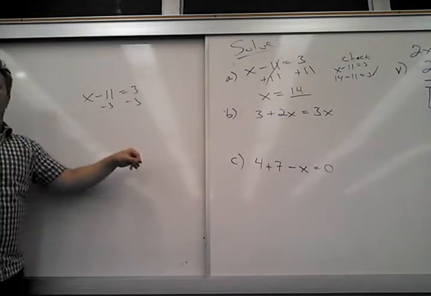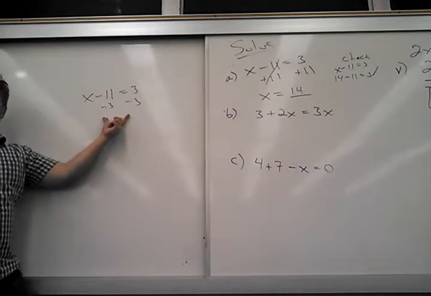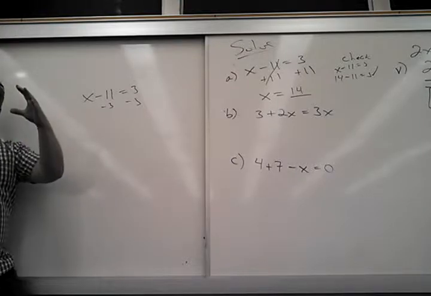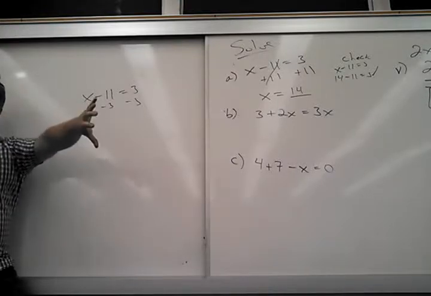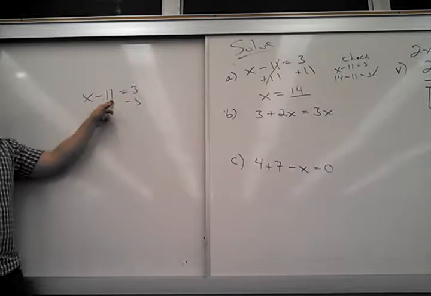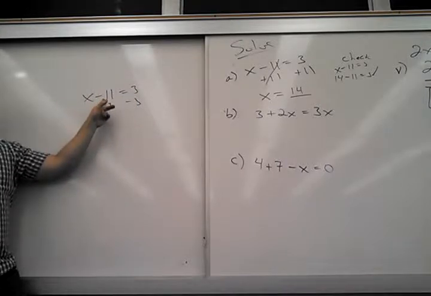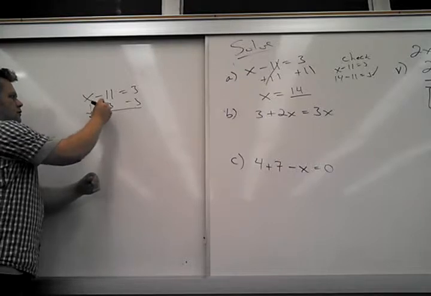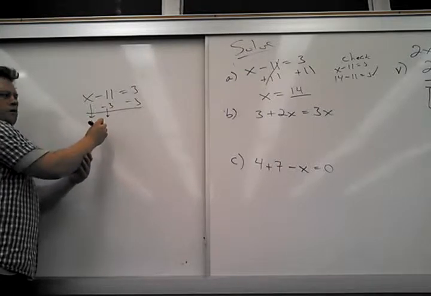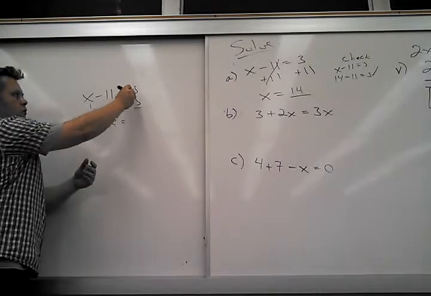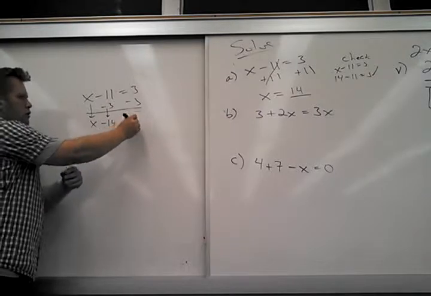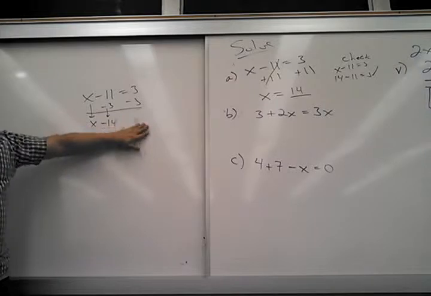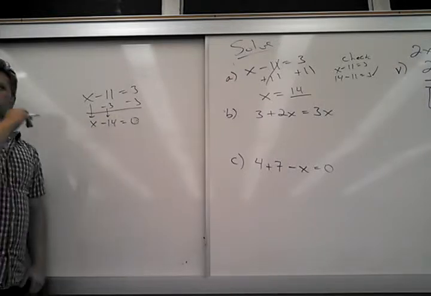Now, before I get too far with this, it's not the way I would suggest to do it. Not to make you feel bad or anything, but do you see how I want my x's and my numbers to be on opposite sides? Here I'm kind of loading this side down with everything. So if you did do it this way, you would get x minus 14 equals 0. That side doesn't just go away. It's 0.